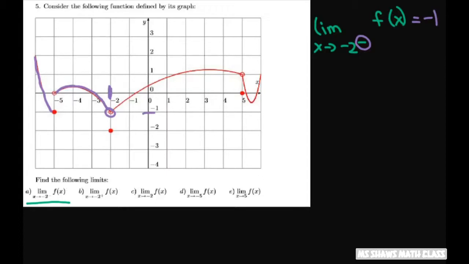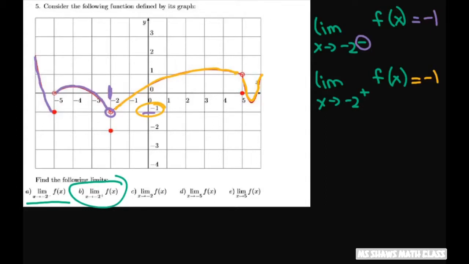Now from the right, this is the limit as x approaches -2 from the right of f of x. For that one, you're traveling from the right, you go up, you have to make a little jump because there's a hole there. Keep going, and you still meet up at -1.